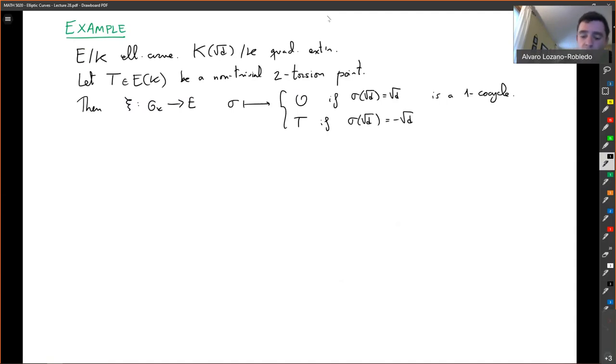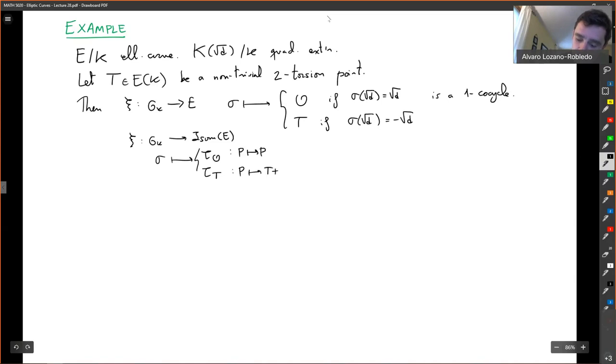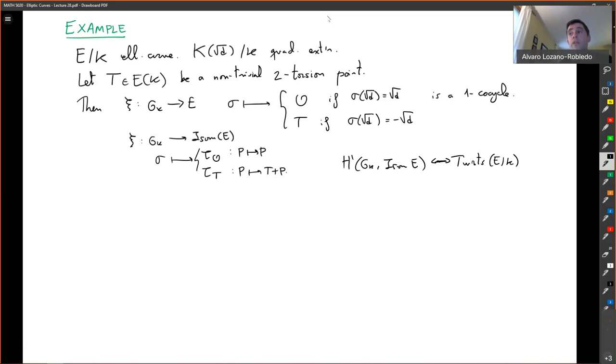Okay. And we can extend that to be a map to isomorphisms of E that sends sigma to either translation by O or translation by T. This one sends every P to P, and this one sends P to T plus P. So that is another cocycle that comes from just having one two-torsion point. So now we know that H^1 of G_K with isomorphisms of E is in bijection with twists of E.